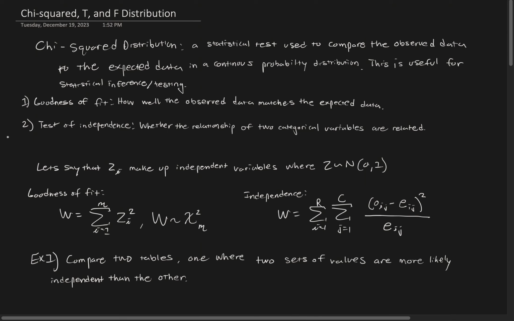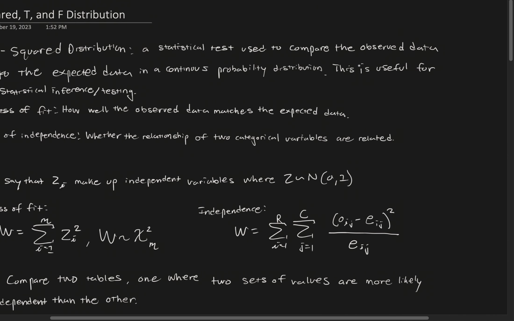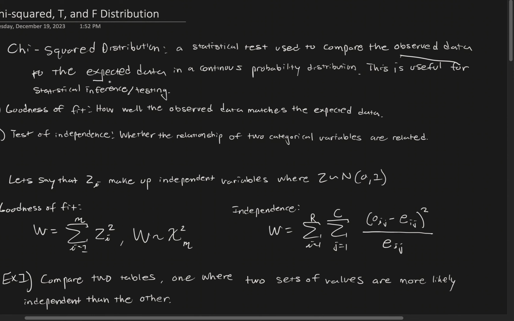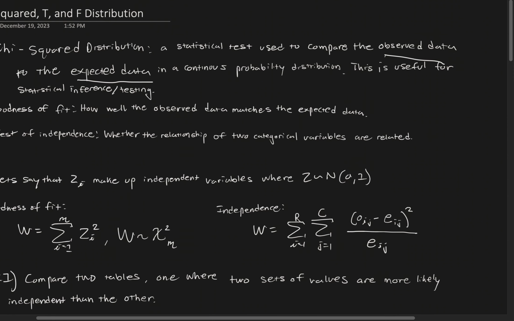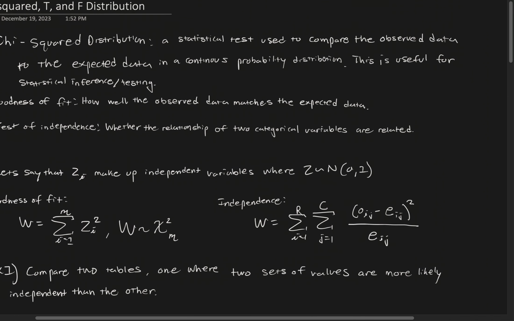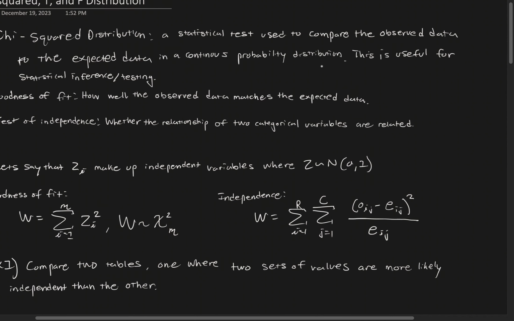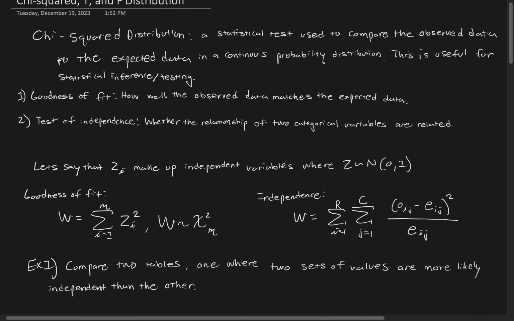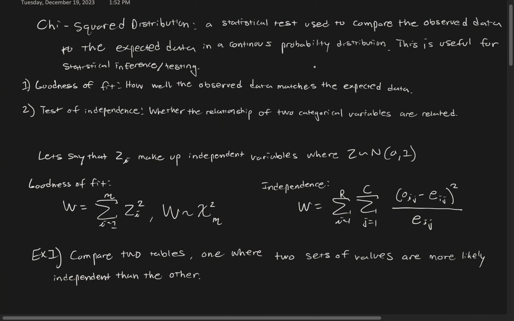So starting with the chi-square distribution, it's a statistical test that compares the observed data to the expected data. So the observed and the expected, those are the key points. And it's a continuous probability distribution. And again, these types of distributions are more useful for inference and testing rather than problem solving, like the statistical operations we did.